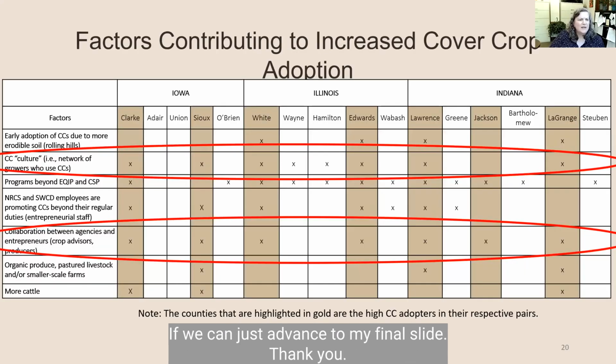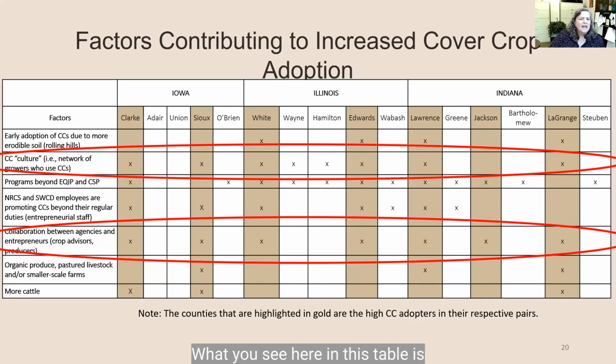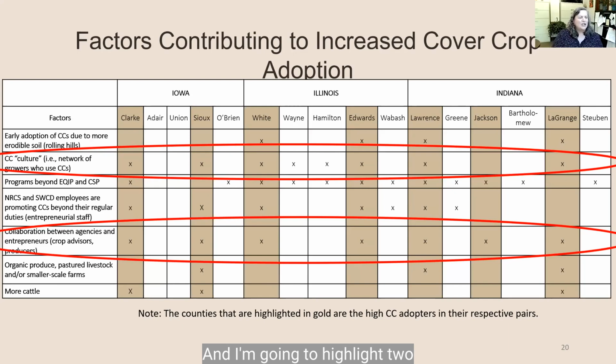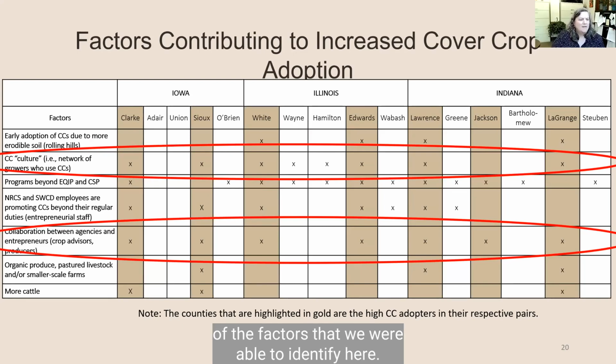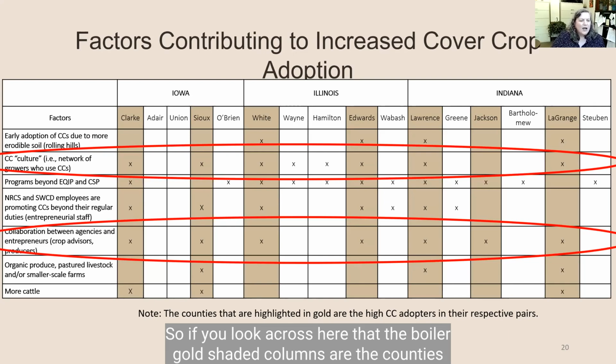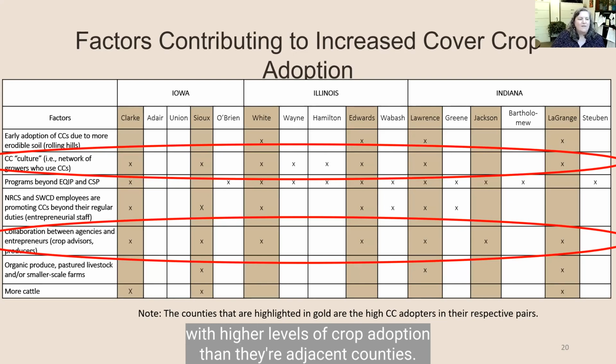If we can just advance to my final slide, thank you. What you see here in this table is the list of the counties that we looked at in the columns. And I'm going to highlight two of the factors that we were able to identify here. And one was this cover crop culture. So if you look across here, the Boilermaker gold shaded columns are the counties with higher levels of cover crop adoption than their adjacent counties.